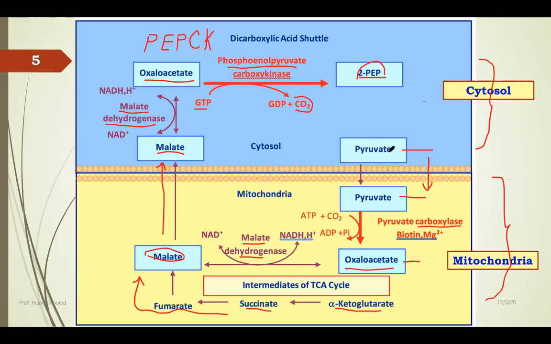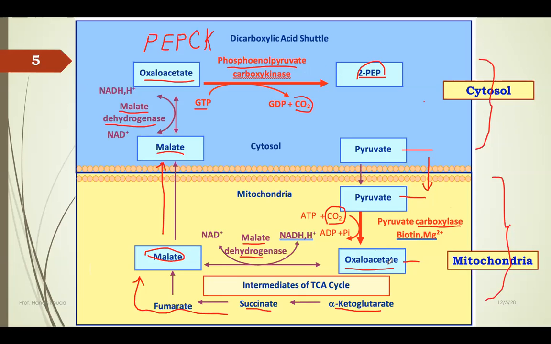Again, pyruvic acid is derived from certain amino acids, from proteins. Pyruvic acid is translocated inside the mitochondria. And then we bind carbon dioxide to pyruvic acid by the carboxylase enzyme. Pyruvic acid is converted into oxaloacetic acid.